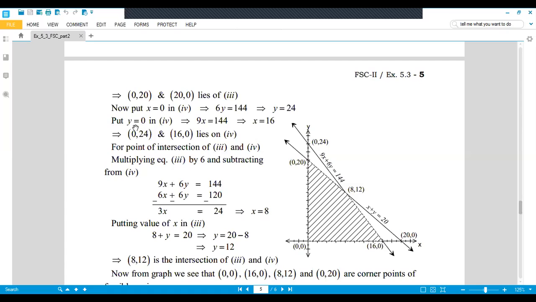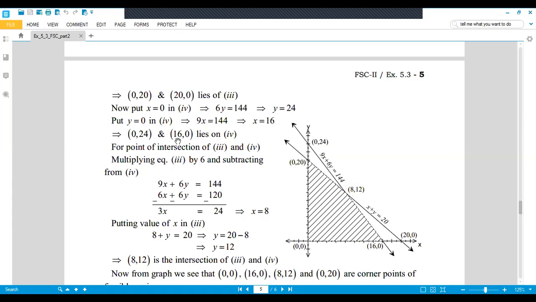In the same way, y equal to 0 in number 4. So we get 9x equal to 144. 9 multiply here, shifted to the other side. 144 divided by 9, we get x is equal to 16. So we get the points (0, 24) and (16, 0).